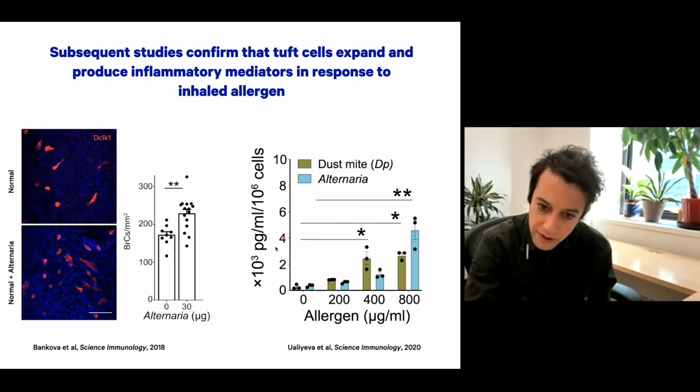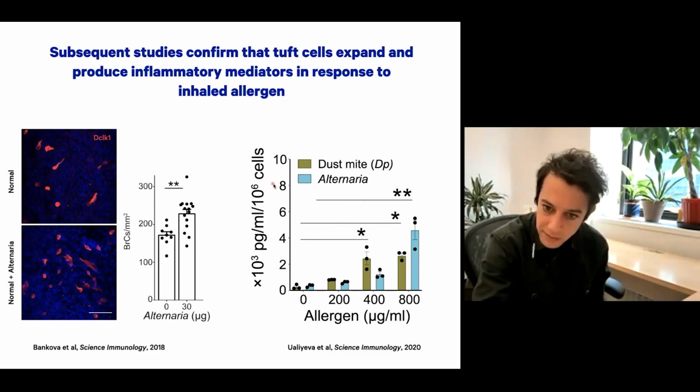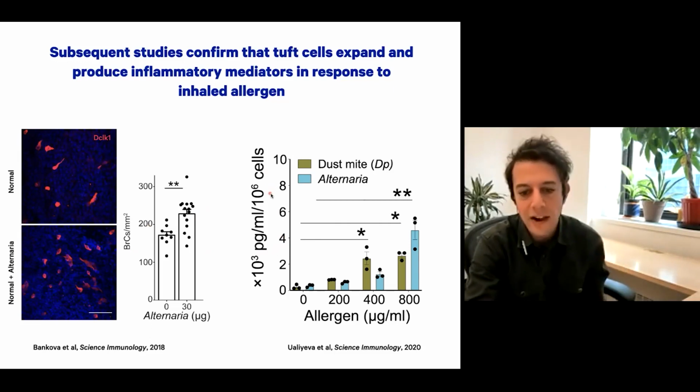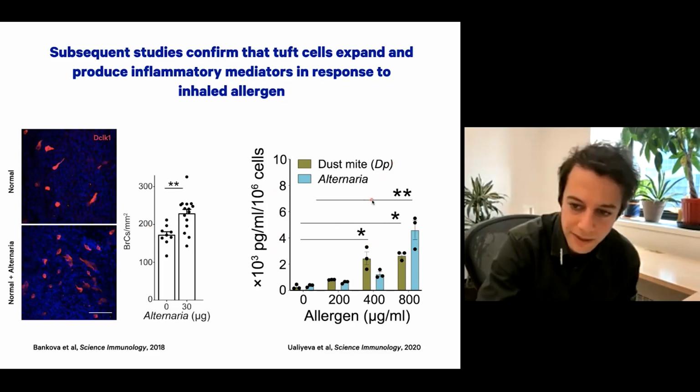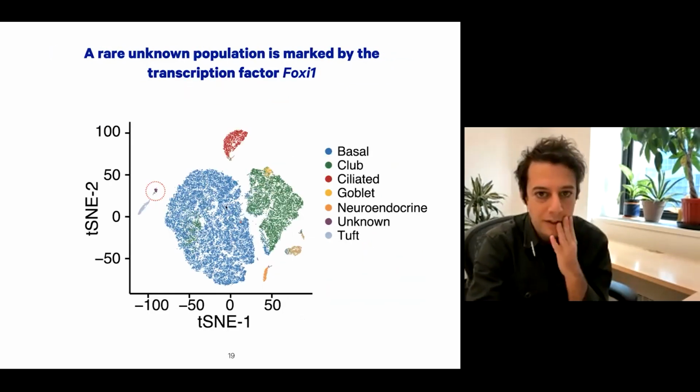But also the production, I'm actually not sure now which cystine leukotriene is being labeled, but I believe that this is the production of cystine leukotrienes by tuft cells in response to two types of allergens. So dust mites and Alternaria, both are implicated in asthma exacerbations. So this was really confirming that these tuft cells are actually able to produce inflammatory eicosanoids and not just that they have the mRNA molecules.